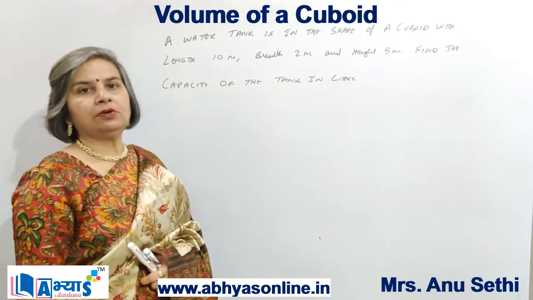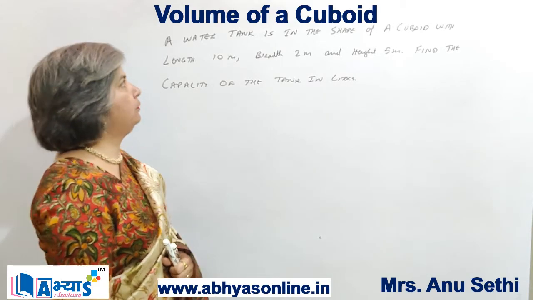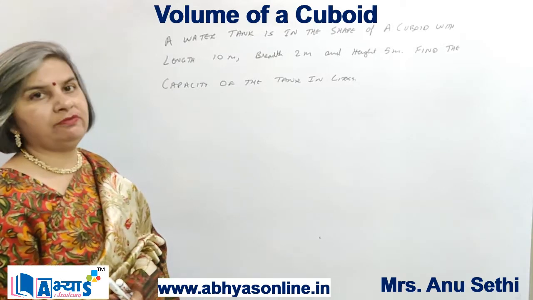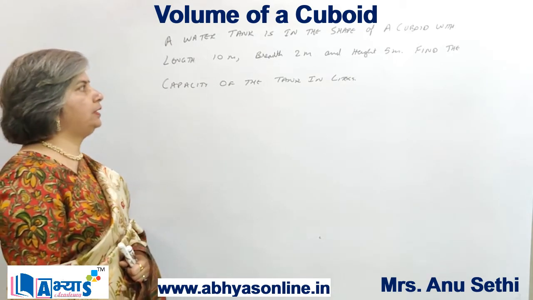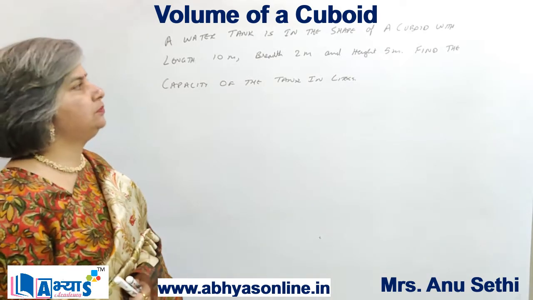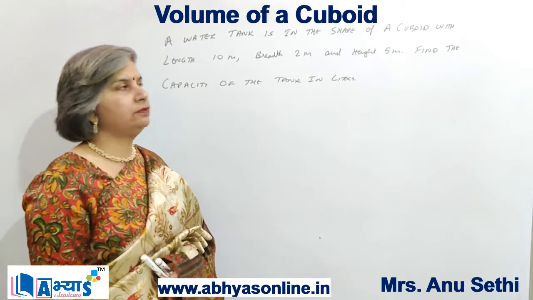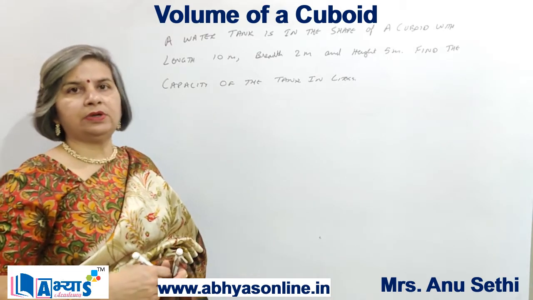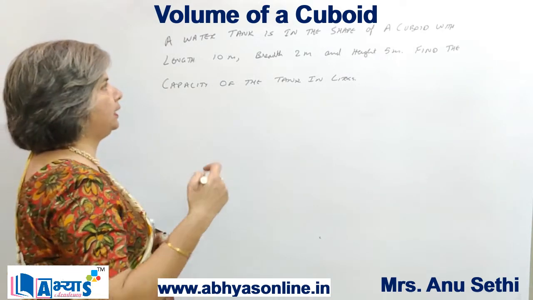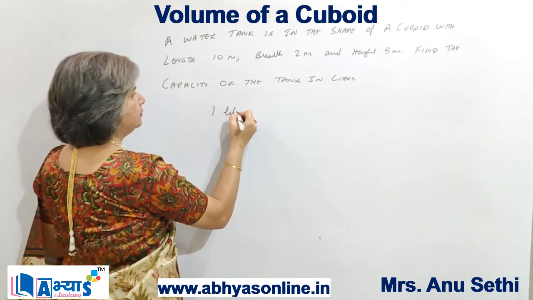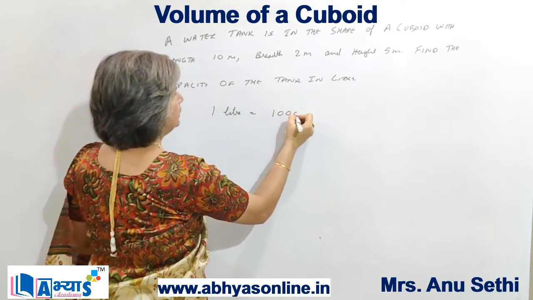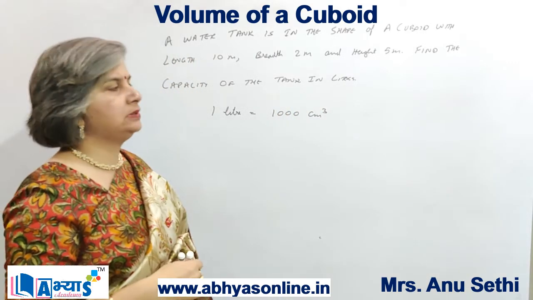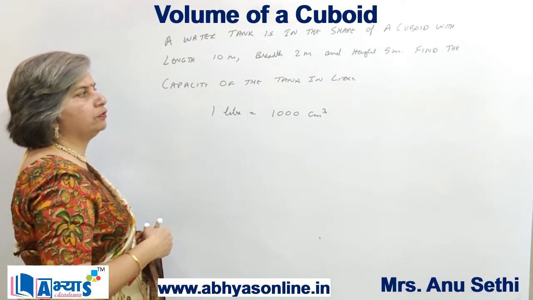Now let us take a question on this concept. The water tank is in the shape of a cuboid with length 10 meters, breadth 2 meters and height 5 meters. And we are to find the capacity of the tank in liters. That means we are supposed to find the volume of the tank and then convert the volume into liters. And we know that 1 liter is equal to 1000 centimeter cube. That means 1 liter of water is equal to 1000 centimeter cube of volume.